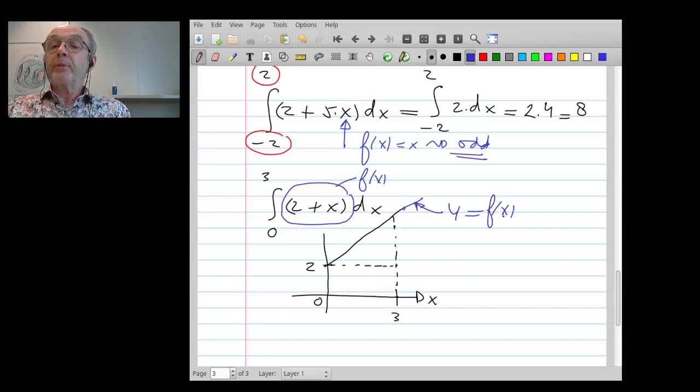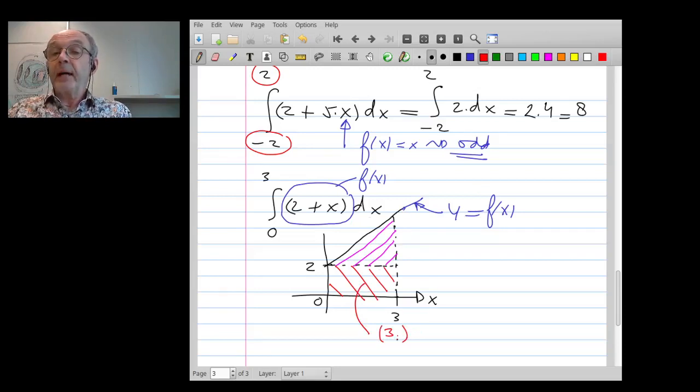And now if you have to integrate, to calculate that integral, what can you do? You can cut it into two pieces in a certain sense. You have here the rectangle, and here we have also a rectangle, but then half of it. So this one, the area of it will be: the length of that rectangle is 3, and the height is 2, so you get 6 out of it.